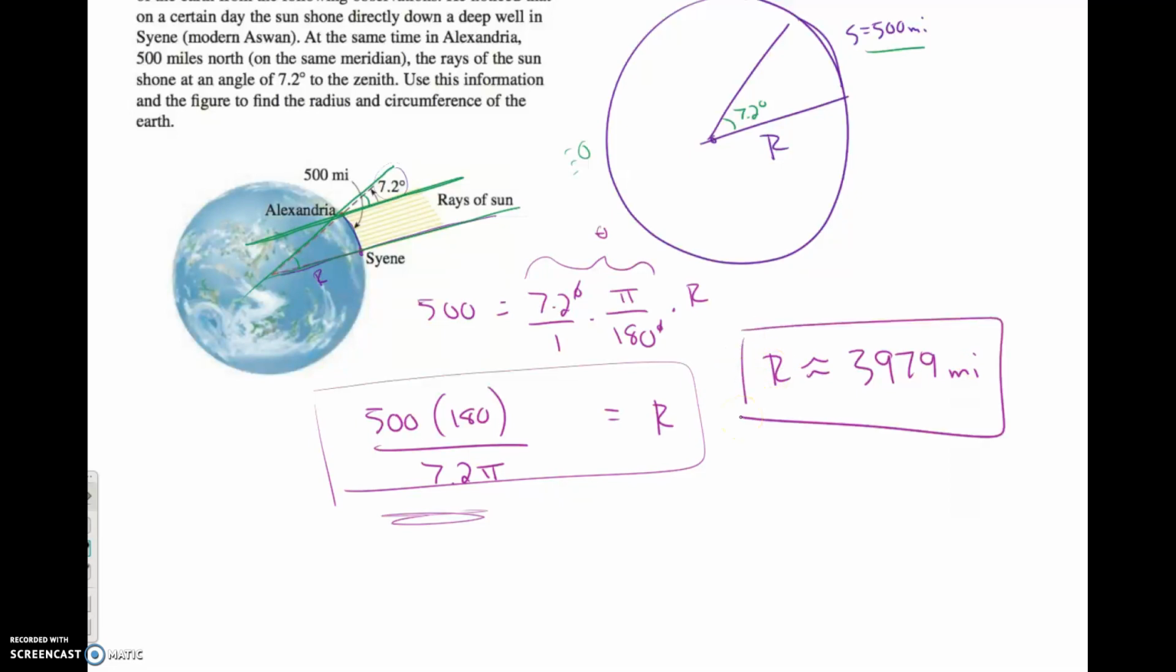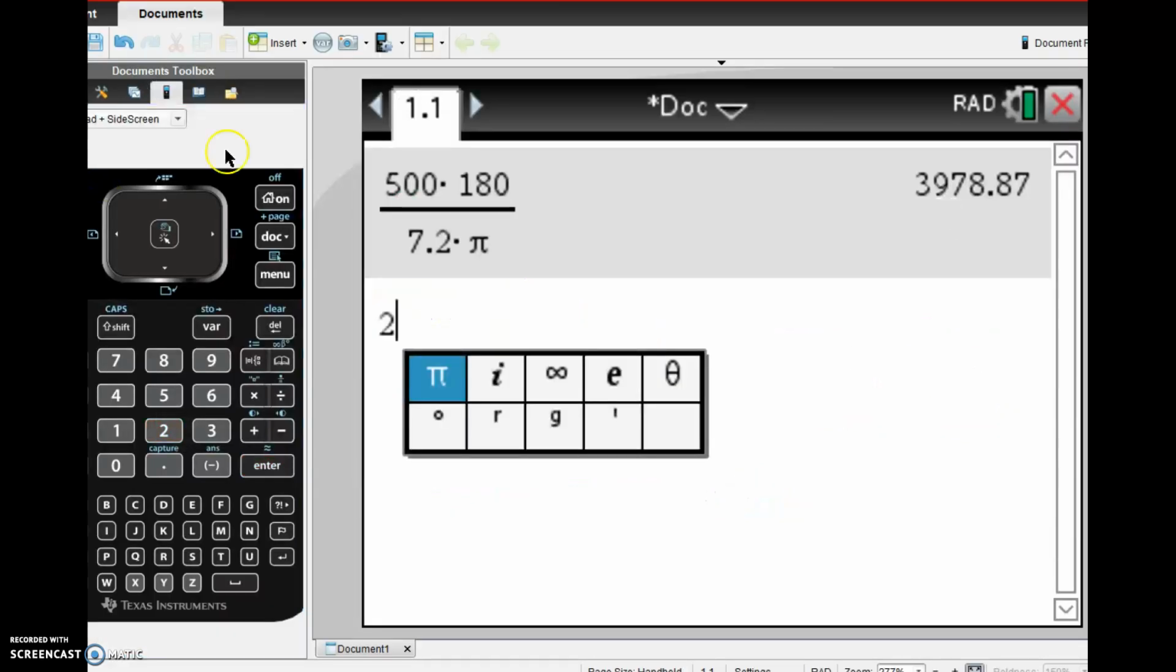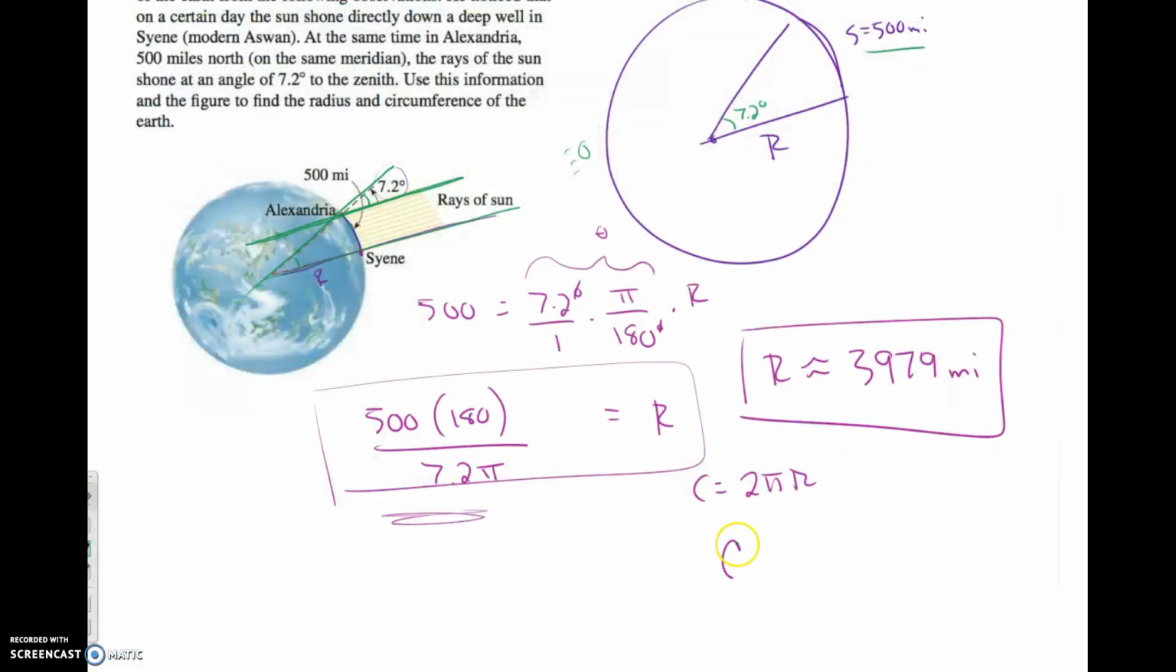And the second part said find the circumference. Well, that's just 2 pi r. So 2 pi times that last answer gives me about 25,000 miles. Crazy how close that is to 25,000. So the circumference is about 25,000 miles. Okay?